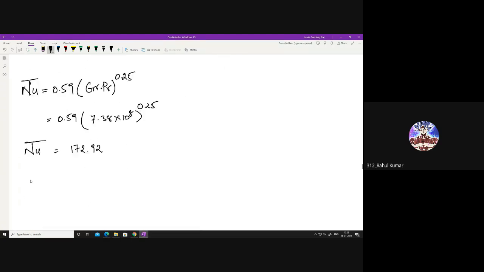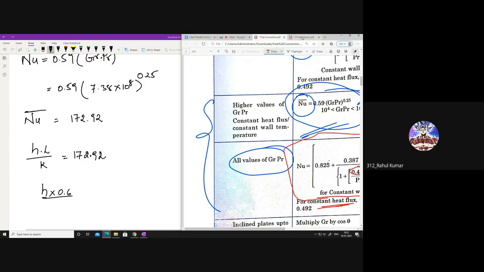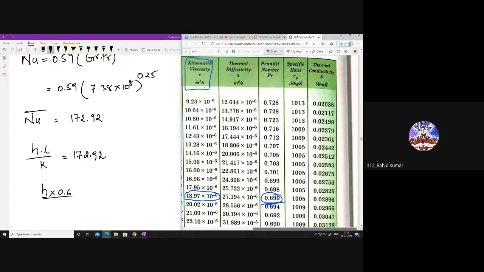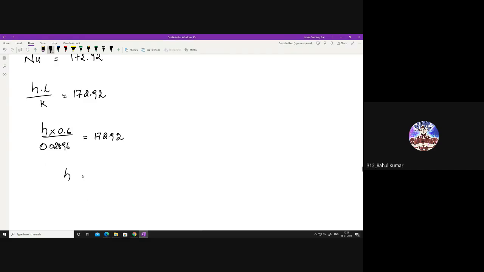From this you will get the H value. So hL by k you have to take here: 172.92. The H is unknown here. The L value is 0.6. The k value is again unknown; you have to get it from the data book. So move to the data book, page number 42. You will have the k value 0.02896 watt per meter Kelvin. With 172.92, tell me what the H value is now. That is 97.2, sir.